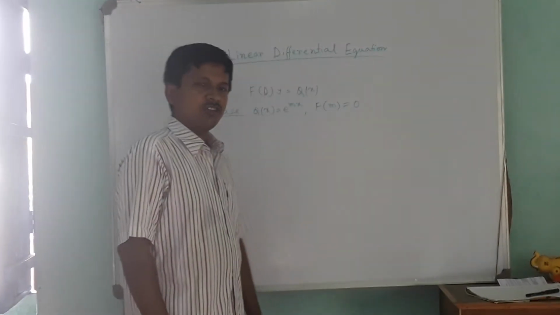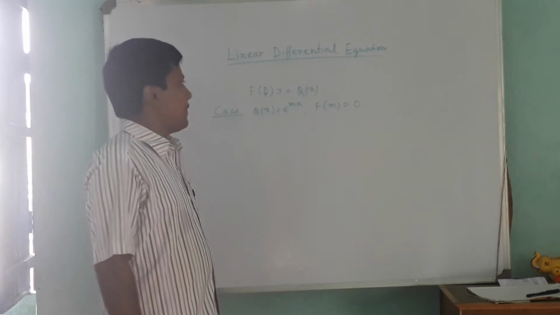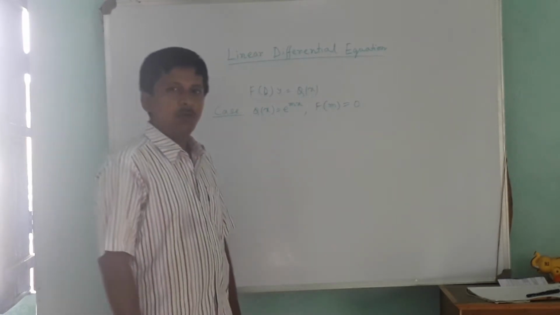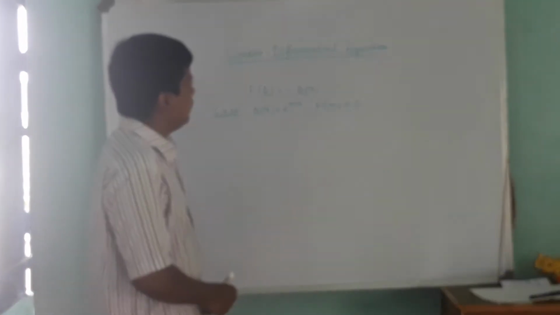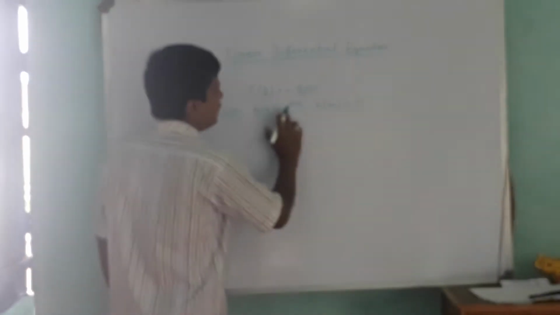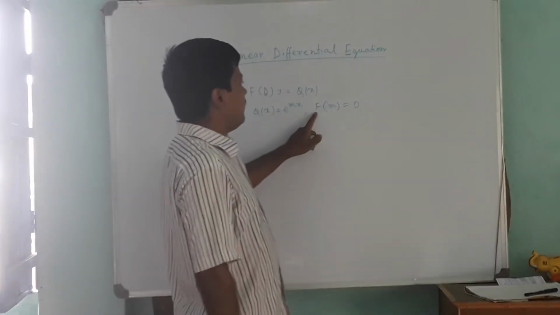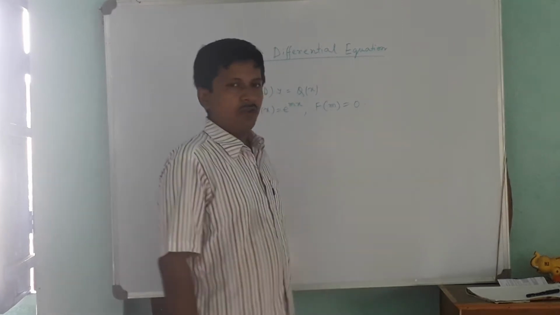Higher order linear constant coefficient non-homogeneous differential equation. Last day I have already discussed details about the linear constant coefficient differential equation. Now today we consider the case f(D)y = Q(x), where Q(x) = e^(mx) and f(m) = 0. But f(m) not equal to 0, we already have discussed.